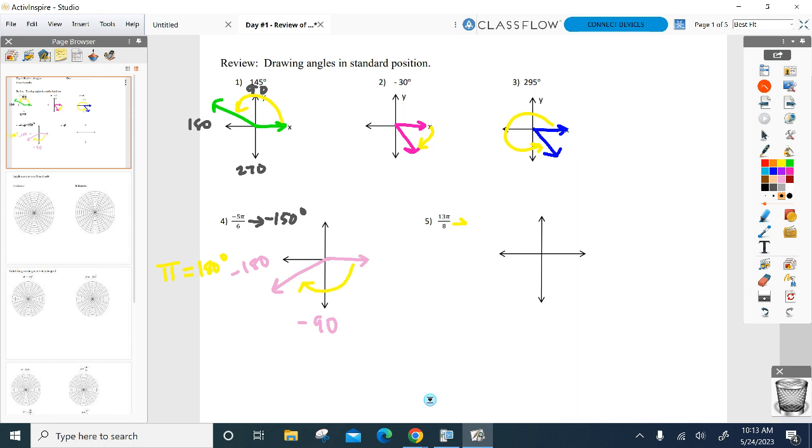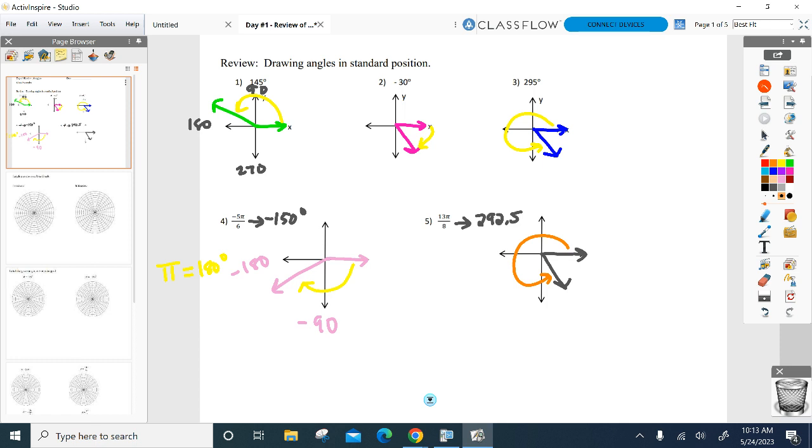13 pi over 8. Plug in your 180 for pi. You're supposed to not get that. How would I not get that? Look, I got that too. I know. 292.5. Oh, okay. And where am I here? Quadrant 4. I should be in quadrant 4 here. Yep. All right, so a little review there, because that's the last time we go on the XY axis.